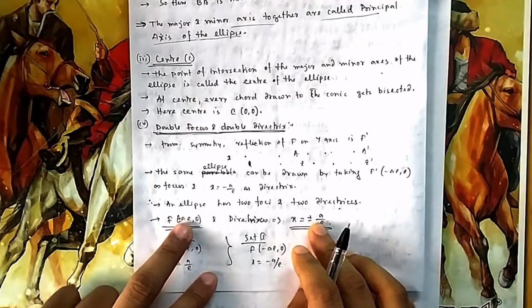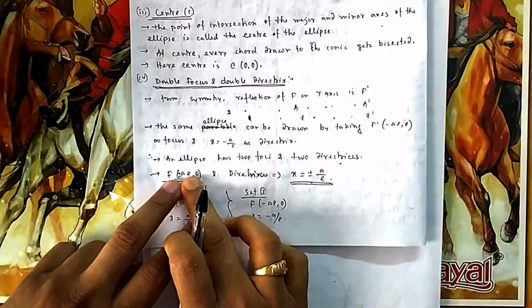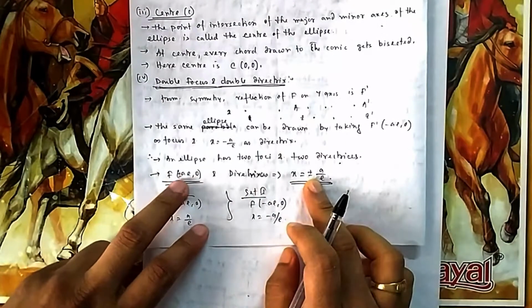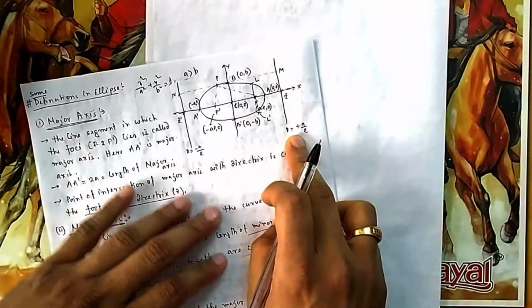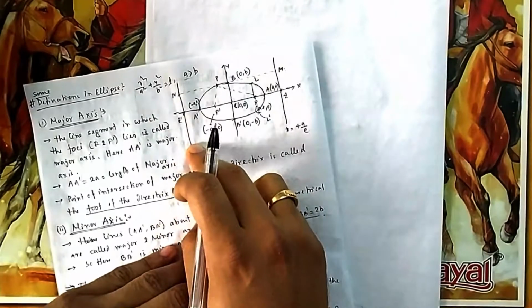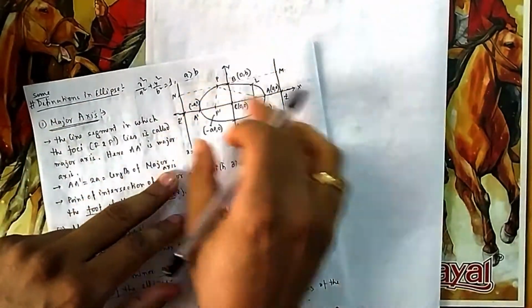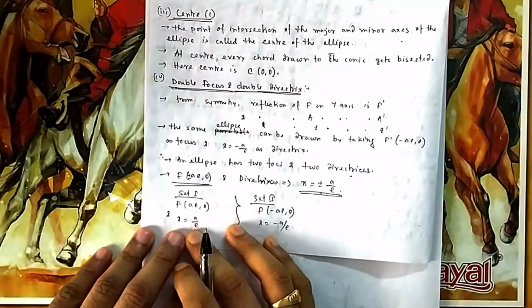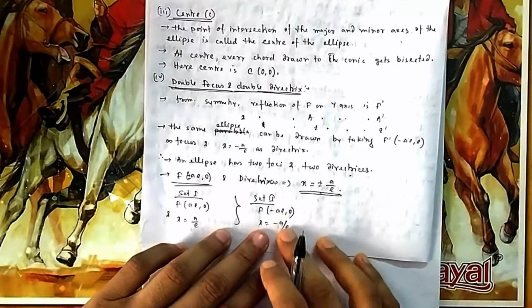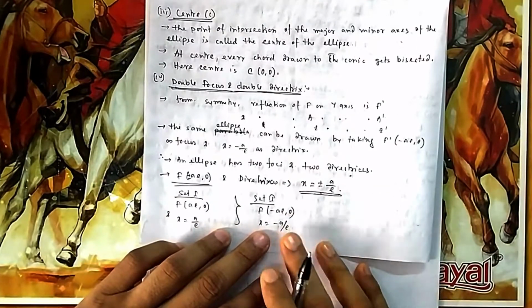But if you write it like this, it is not clearly mentioning which focus goes with which directrix. It is not that with -1 you can take +1. If you take this one as a focus, then this is the directrix, fixed. If you take this focus, then this is the directrix. There is one set like this, and one other set. You cannot take the focus from here and the directrix from here. So if your focus is (A, 0), then your directrix is x = A by E. If your focus is (-A, 0), your directrix is x = -A by E.